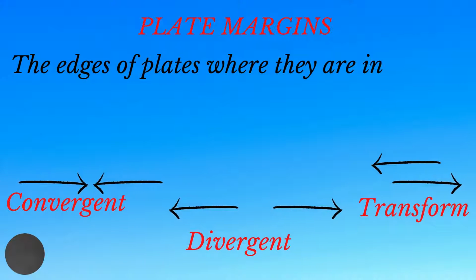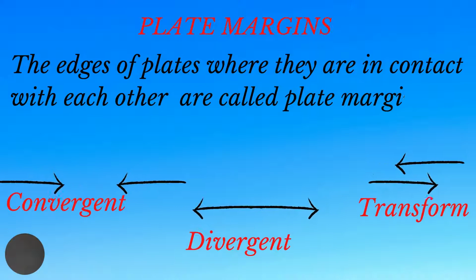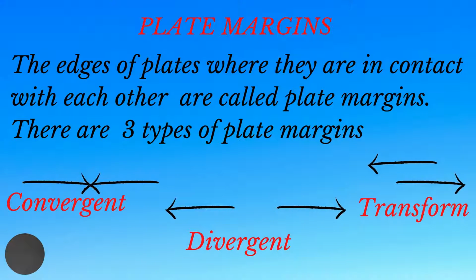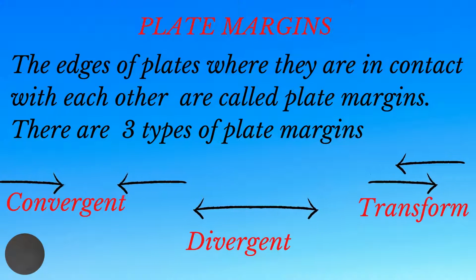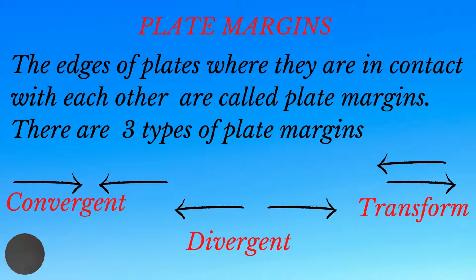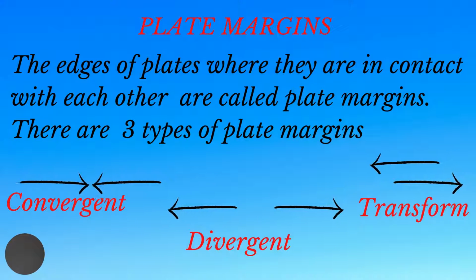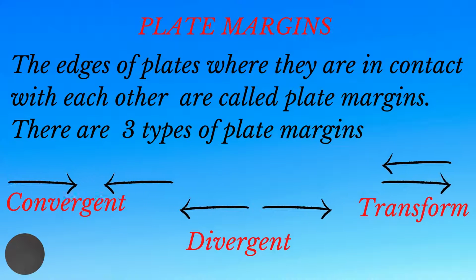Now, where the plates meet, they form plate margins. Now, there are 3 plate margins identified based on their movements as well as the features that result from those movements. At a convergent plate margin, the plates are moving towards each other, and usually plates will be destroyed at this plate margin. Therefore, this plate margin is also called destructive plate margin.